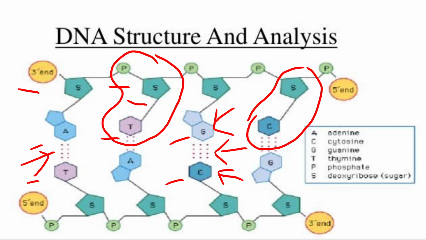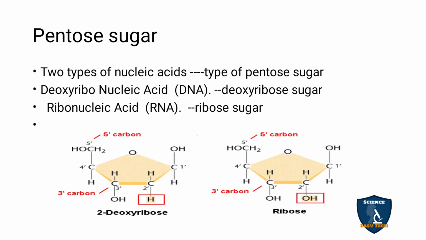triphosphate, which forms 1 nucleotide, and guanine, sugar and phosphate form guanosine phosphate. So nucleotides are formed like that. 4 different types of nucleotides are formed, and the backbone of the DNA is the phosphate. So now we will see the pentose sugar first. There are two types of nucleic acids, that is RNA and DNA.